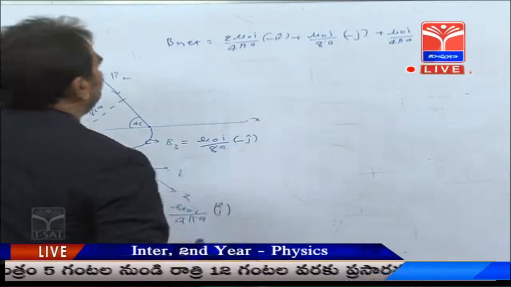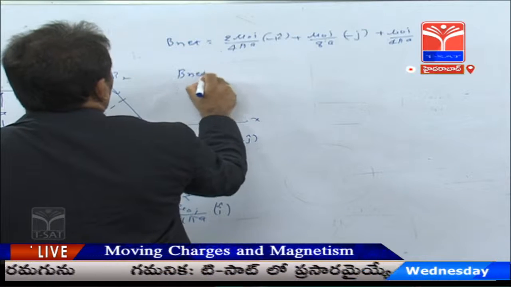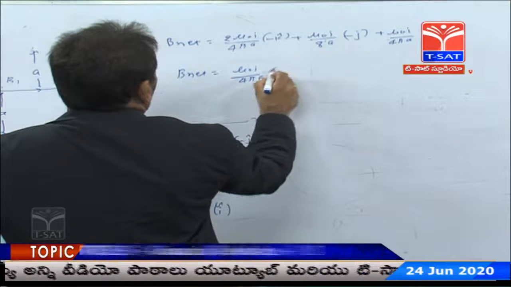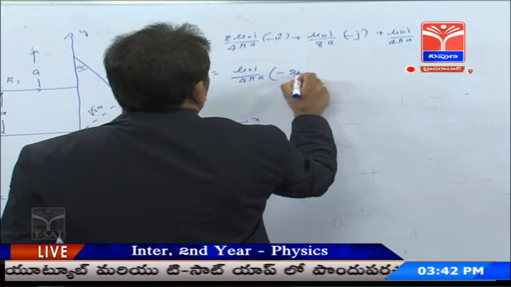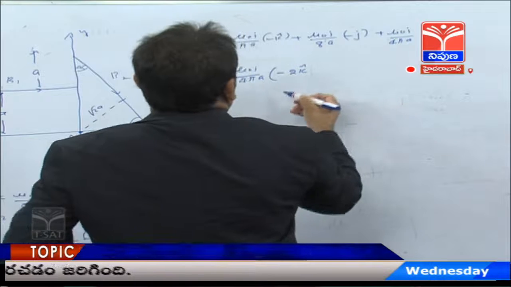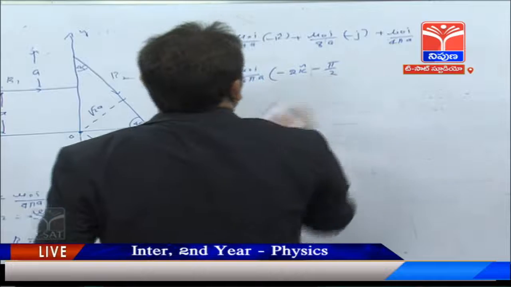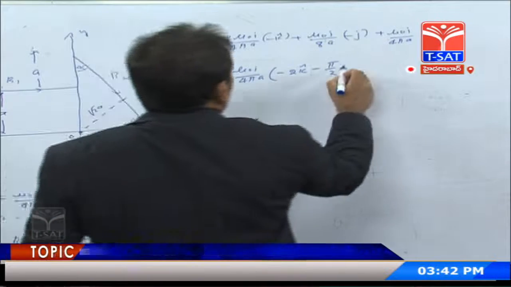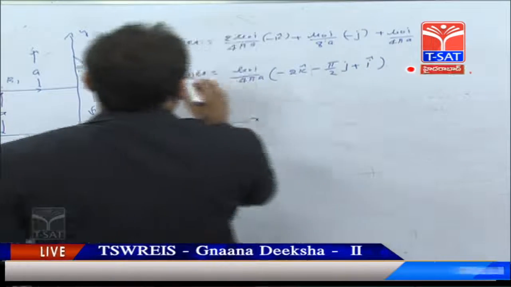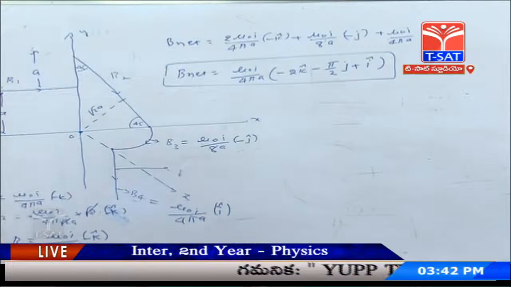So, in all these terms mu naught I by 4 pi A is common. B net is equal to, taking common mu naught I upon 4 pi A, the remaining terms are minus 2 k cap, minus pi by 2 j, plus i. This is the resultant magnetic field induction at the center of this current carrying conductor.